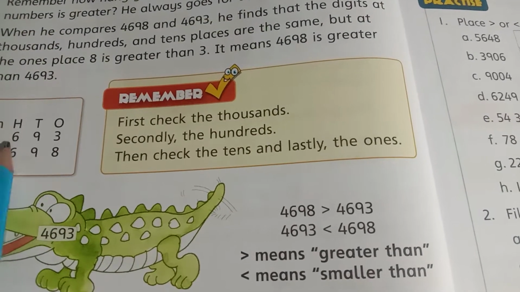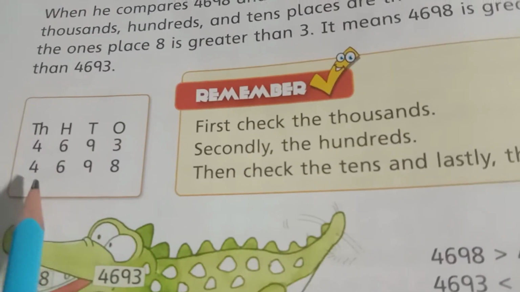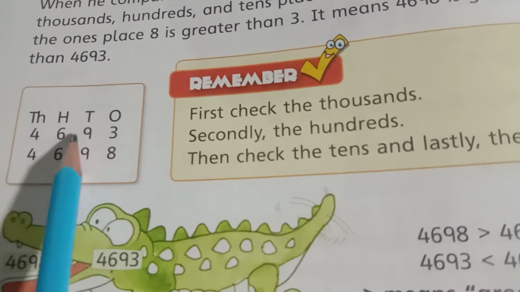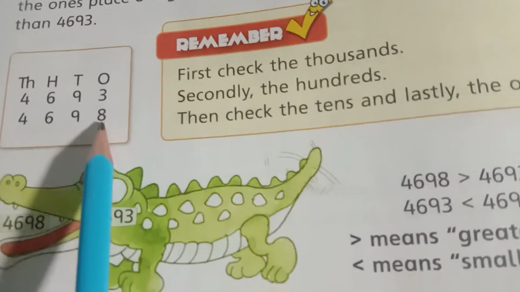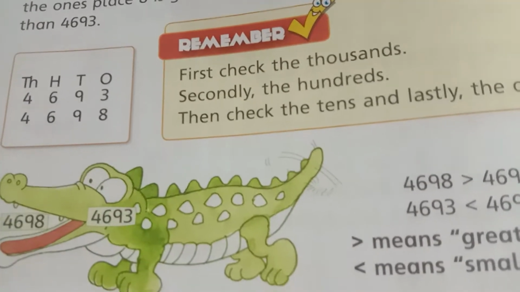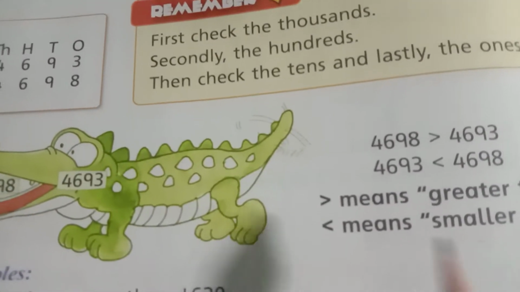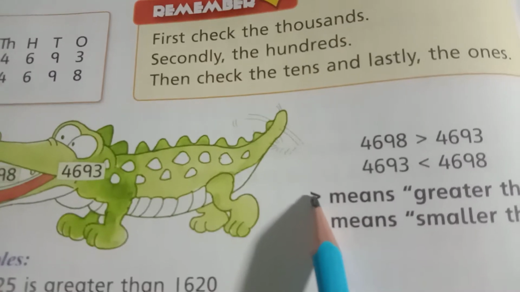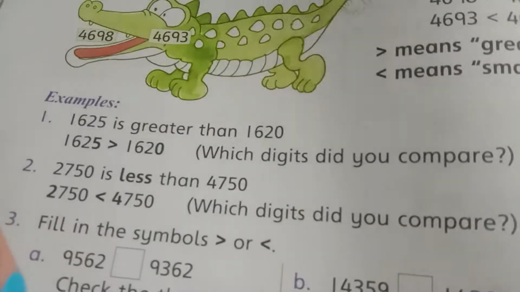In this chart, we have thousands, hundreds, tens and ones. Now you can see 4 is equal, 6 is equal, 9 is equal, and in the ones column 8 is greater than 3. So this one is greater than that. So the crocodile will eat the greater one. This sign means greater than and this means smaller than, as you have studied in the previous classes.